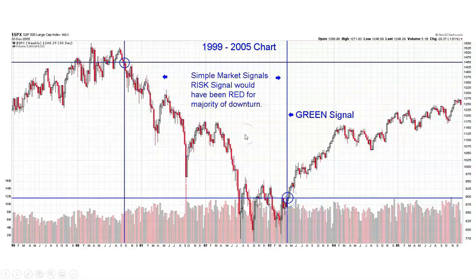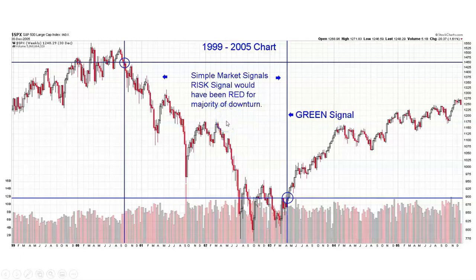But think about how much knowledge you'll have when the risk signal is red whenever we get to the next bear market, right? Whether it lasts a few months or a few years, when you know that risk signal is red, you know what to expect, right?